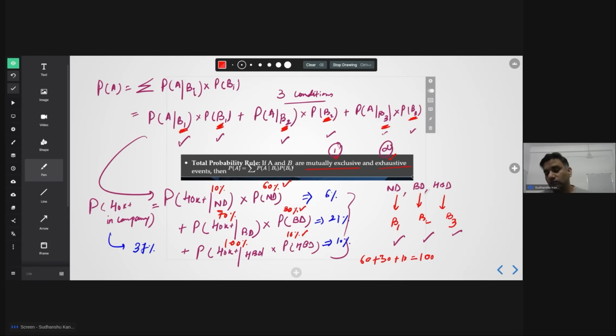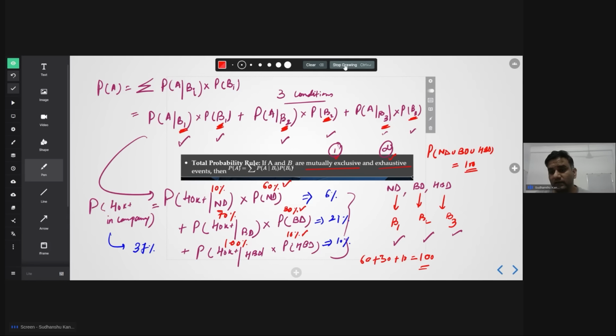That is why you had this thing, right? Three conditions you have, right? Which means probability of your ND union BD union HBD is equal to your 100, right? This is what we get, 100, right? We have to check this as well.